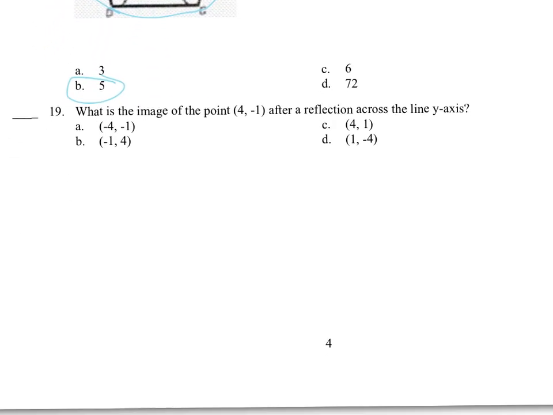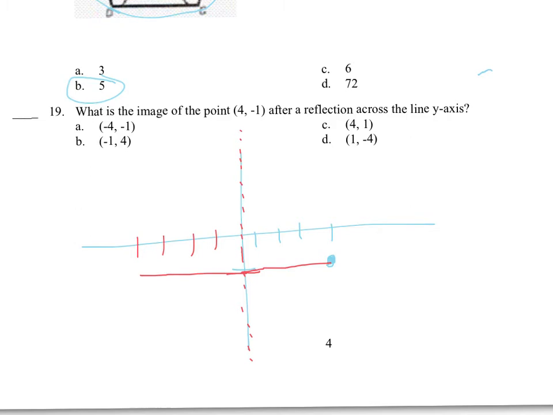And number 19. What is the image of the point (4, -1) after a reflection across the y-axis? So let's look at this. If we wanted to, we could say, let's graph this point. 1, 2, 3, 4, and -1. That's where this point would be. If we were to reflect it across the y-axis, remember this is the y-axis, it's going to be the same distance from the y-axis as it is here. So that's 1, 2, 3, 4 away, so we're going to go 1, 2, 3, 4 away. So what would that point be? It would be 1, 2, 3, 4, so (-4, -1). So we could draw a picture. Not only could we use the chart, we could draw a picture. Either way we do it, I'm going to get A for my answer.